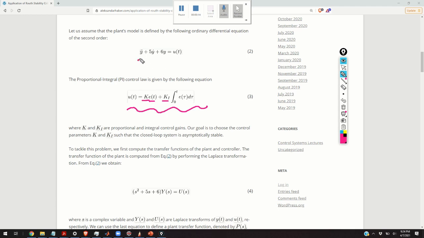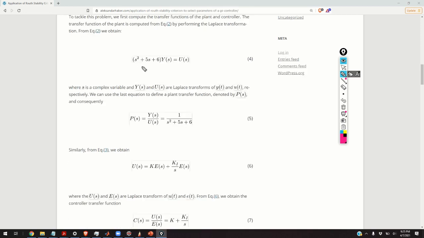If you apply the Laplace transform to equation 2, we will obtain equation 4. To mention, the Laplace transform is computed under the assumption of 0 initial conditions, so 0 for y and 0 for y dot. Equation 4 can be represented in the form given by equation 5, and equation 5 represents the transfer function of our plant.